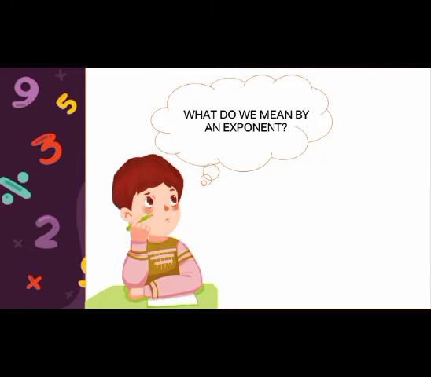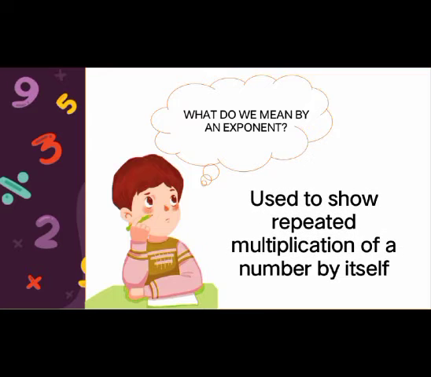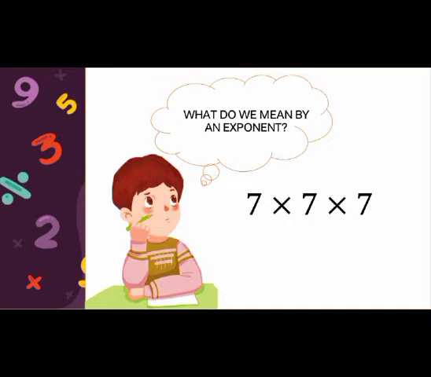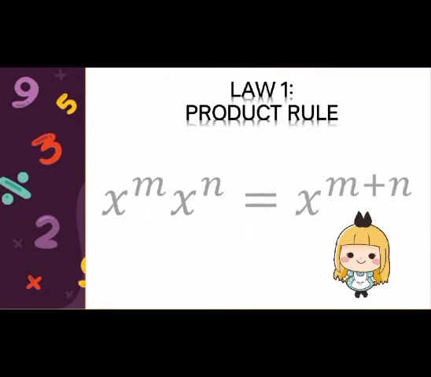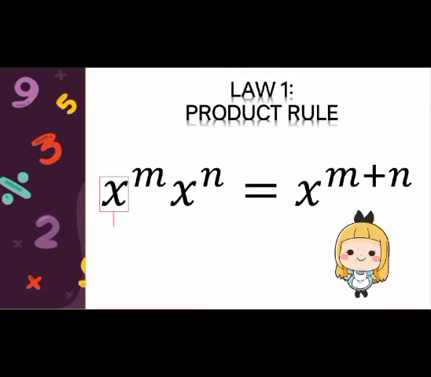First, what do we mean by an exponent? An exponent is also called powers or indices. It is also used to show repeated multiplication of a number by itself. So for example, 7 times 7 times 7. So 7 is multiplied by itself 3 times. So it can also be denoted as 7 cubed, where the cube is the exponent and the 7 is the base.